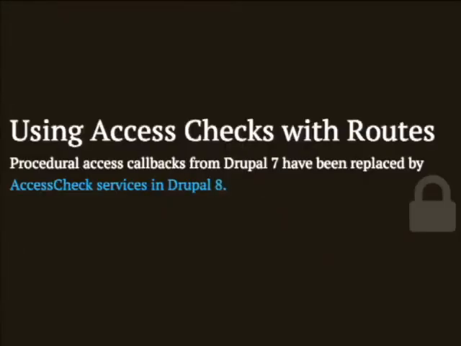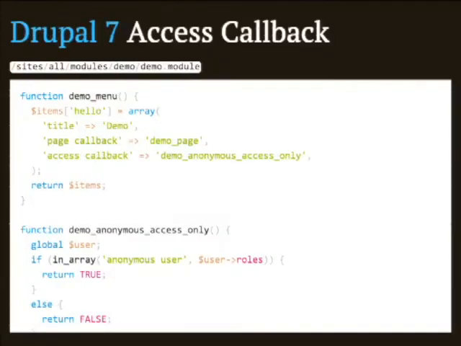So the next thing that you might be wondering is, okay, that's great, but what if I don't want to just borrow the access permissions from the node module? That doesn't really seem like I need specific permissions for my module. It's not going to be all about just people that can access content. So in Drupal 7, we had these procedural access callbacks. But this is replaced by services in Drupal 8, so we have AccessCheck services. So setting this up is fairly simple.